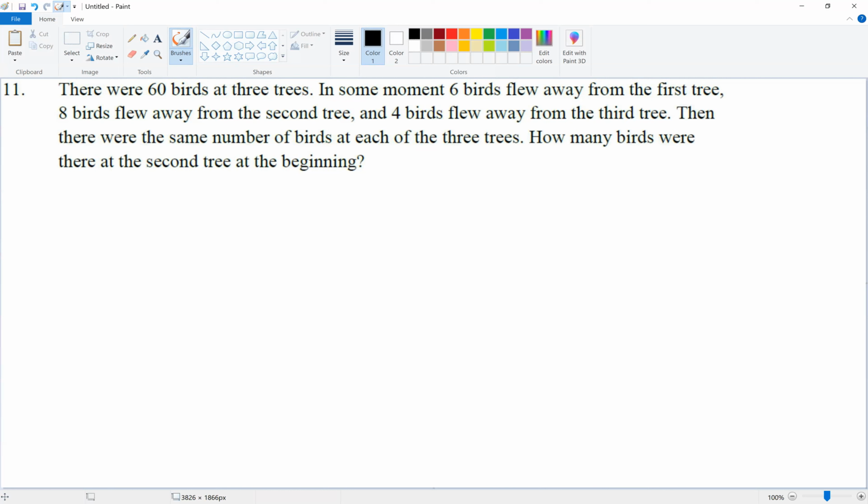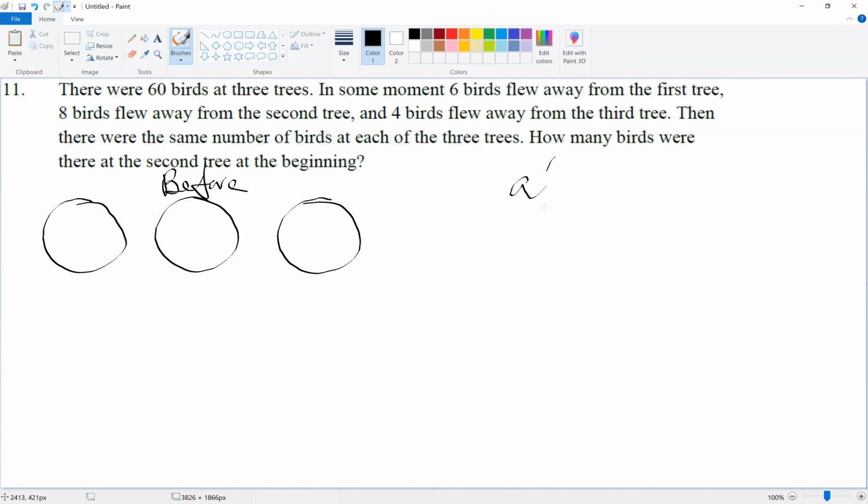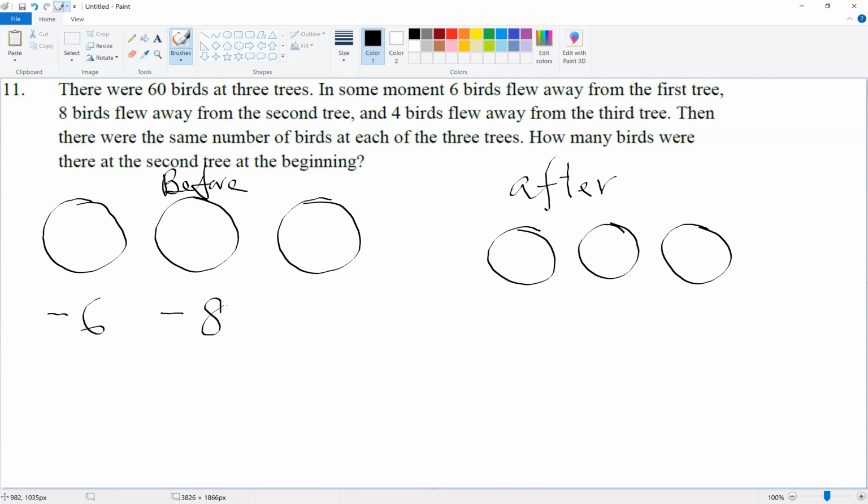So what I got was 22 birds for this. So 22 in the second tree at the beginning. So 6 plus 8 plus 4. And it says there are 60 birds in 3 trees. So how many total birds flew away?